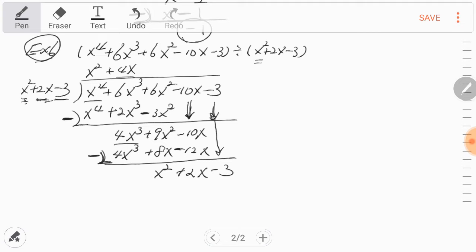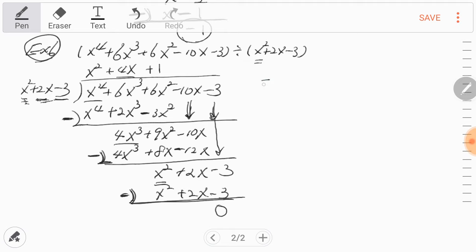Okay, now next, x squared times what is x squared? 1. So multiply all these 3 terms by 1. Then x squared plus 2x minus 3. Subtract. The first expression and the second expression are the same. They are identical. So once we subtract, it becomes 0. So the remainder is 0.